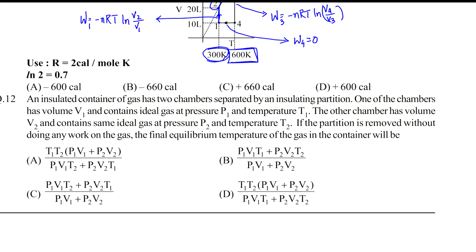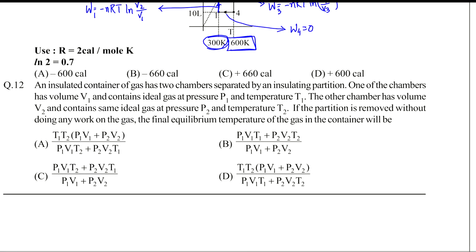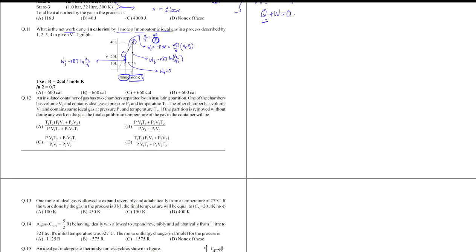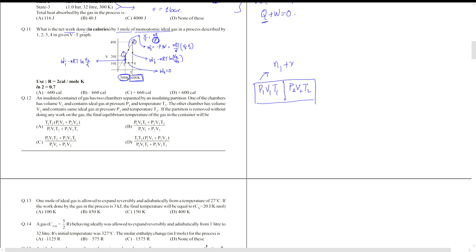The next question is question 12, which says we have an insulated container of gas. So we have a container of gas in which you have a partition. Gas on the left has P1, V1 and T1 as the state variables, and on the right it has P2, V2 and T2. Now one of the equations which is normally used in such a case is that N1 plus N2 is N final. So you write N1 as P1 V1 by RT1, N2 as P2 V2 by RT2, and N final as P final V final by RT final.